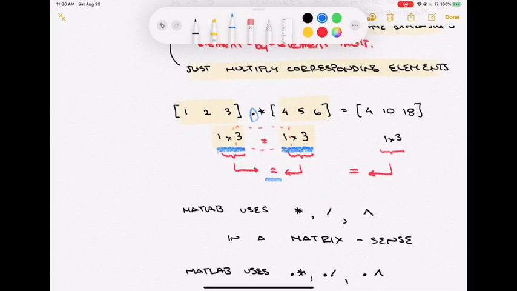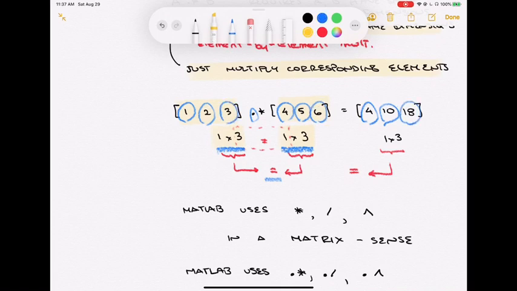How do I carry out the operation? I take the first one and multiply it by the first one of the second object. So 1 times 4, that gives me 4. Next one over is going to be a 2 times 5. 2 times 5 is 10, so I should get a 10. And a 3 times 6, that's going to give me 18.